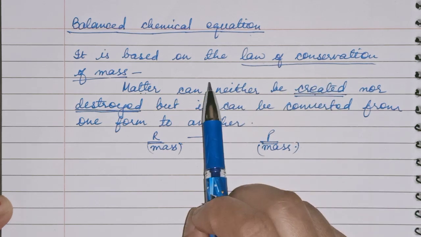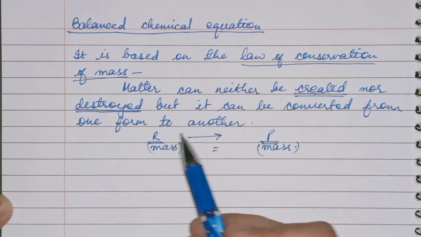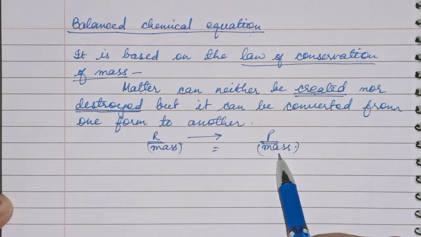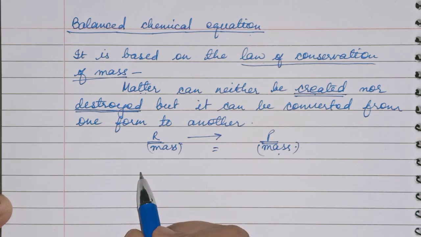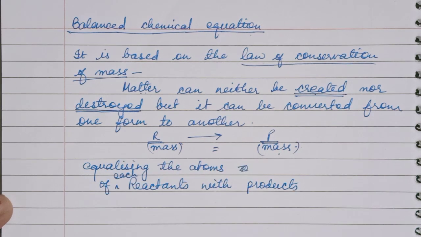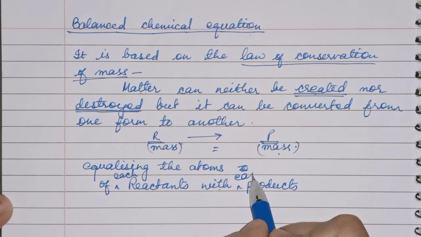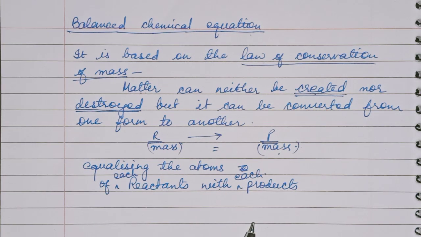This is the law of conservation of mass. You are not creating nor destroying the matter. That's why the mass of reactant is equal to the mass of product. Now you have to do the balancing for this chemical equation. Here you have to equalize the atoms of each reactant with each product. You will understand it very easily with an example that I am taking here.